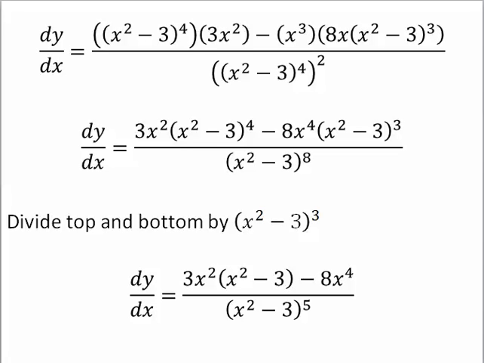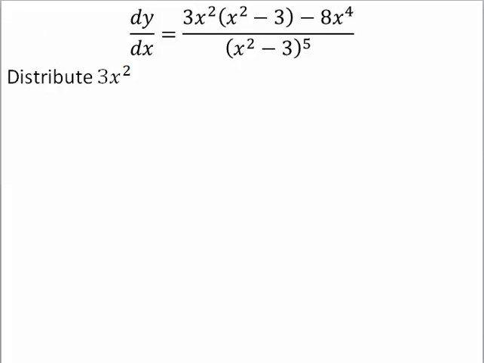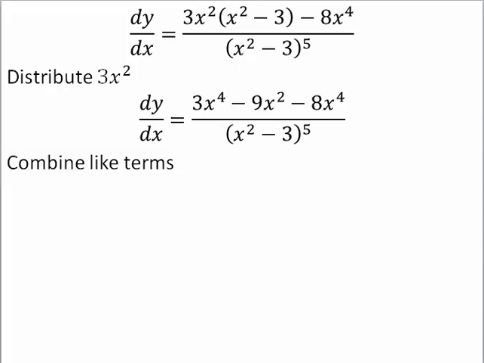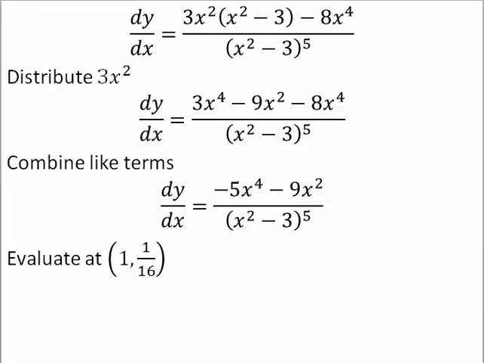All right, with each step we're a little bit closer. Now, we need to distribute the 3x squared. And combine like terms. And we are now ready to evaluate the derivative at the given point. When we evaluate the derivative at the given point, we're finding the slope of the line tangent to the graph at the given point. So let's do that now.